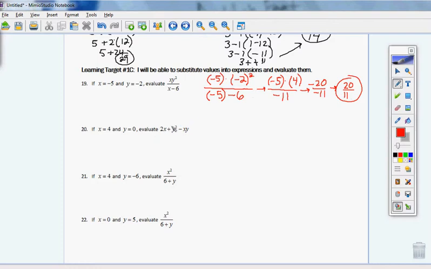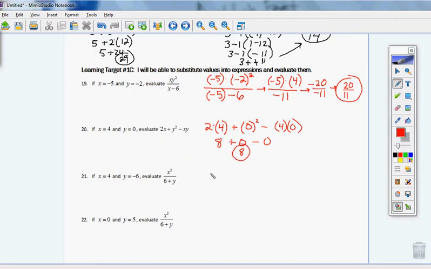Okay, number 20 here. If x is 4, so let's look here. We have 2, and we're going to multiply by x. So again, in parentheses 4, and then we're going to add 0, because that's y, 0 squared, minus, well, x is 4, and then y is 0. So minus x times y. Well, hopefully you're going to see that this is just going to come out to 8, because you're going to have 8 plus 0 squared is 0, minus anything times 0 is just 0. So really you're just going to have the number 8, an integer answer.